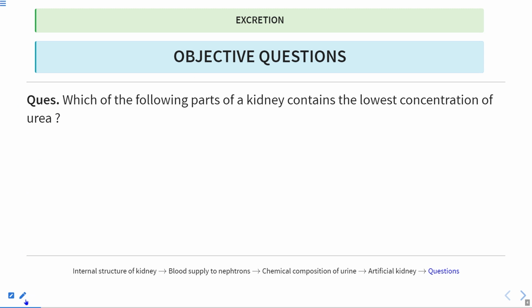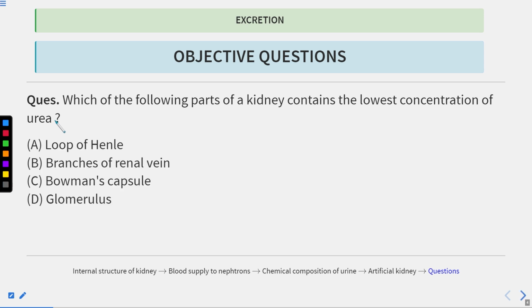So let's discuss the first question. Which of the following parts of the kidney contains the lowest concentration of the urea? Urea is a kind of nitrogenous waste product, and these products are formed by the metabolic processes that are going on inside the living organism. So let's have a look at the options.